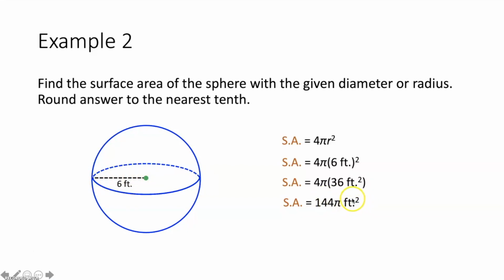But this question doesn't want the exact surface area. It wants you to round your answer to the nearest tenth. So in our calculator, we take 144, multiply it by pi, round to 1 decimal place, and we get that the approximate surface area of this sphere with a radius of 6 feet is 452.4 feet squared, or square feet.